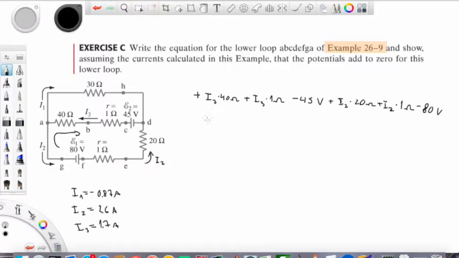So what is the value of this expression? Let's simplify a little bit. We have I3, and we can combine those two: I3 times 41 ohms, adding 40 and 1. Then we have minus 45 volts. And then we can combine the I2 terms: plus I2 times 21 ohms. And then we subtract the 80 volts.